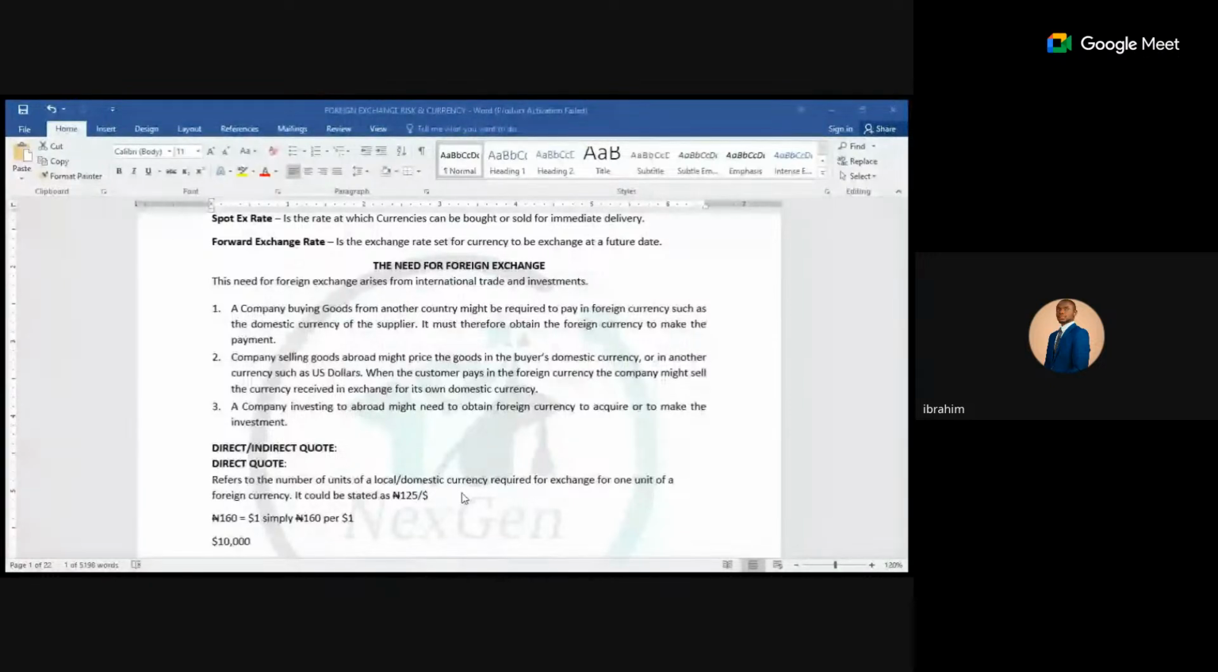If your company is a domestic one, or your company is situated in Nigeria, right? And they are talking about that company, and you see a spot rate with 125 naira coming first, the Nigerian currency comes first to dollar. That means it is a direct quote.